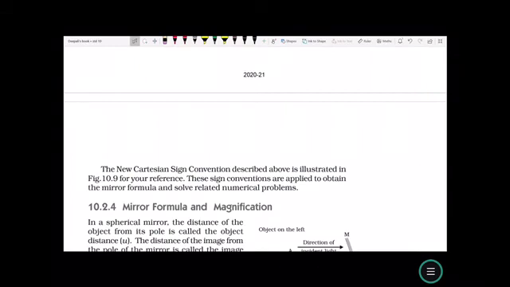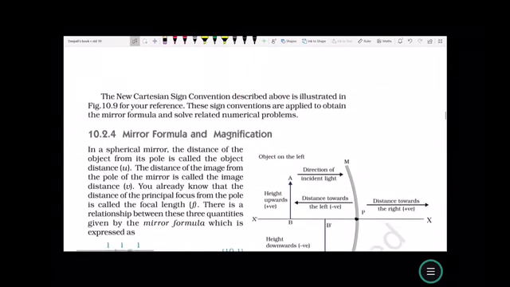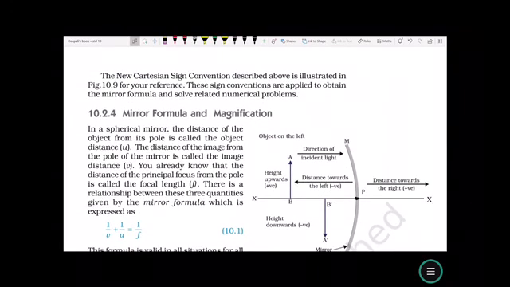Now the new sign convention described above is illustrated in figure 10.9 for our reference. These sign conventions are applied to the mirror formula and used to solve related numericals. Did you understand now what sign conventions are? Now we will see in the next video how these sign conventions are applied to the mirror formula, and what the mirror formula and magnification of the mirror are.